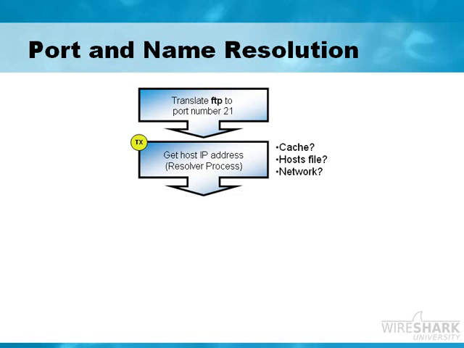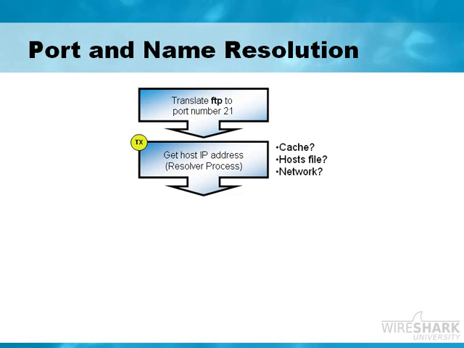Now, once we learn what the port values should be, then we go through the process of name resolution. At this point, if the client has not indicated an IP address, we need to find out what the IP address is that matches the name that the client indicated. We have to go in a specific order. First, we have to look in cache to see if we know that information. If we don't have that information in cache, then we have to look for a local host file.